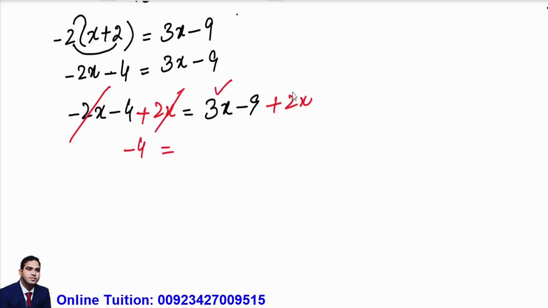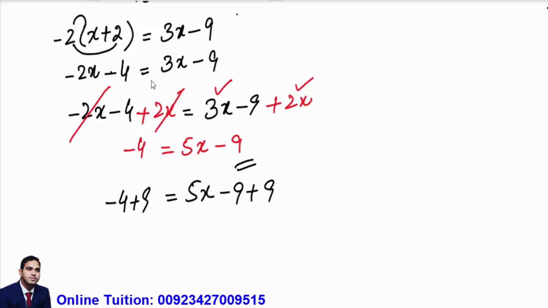Now this is plus 3x, this is plus 2x, this is 5x negative 9, and after that we have to remove this 9. For this we have to do plus 9 on both sides. This is negative 4 plus 9 on both sides, and this is cancelled. This is 5x, and this is positive, this is negative. Negative 4 plus 9, their difference is 5, and this is positive 5. So we have 5x is equal to 5.